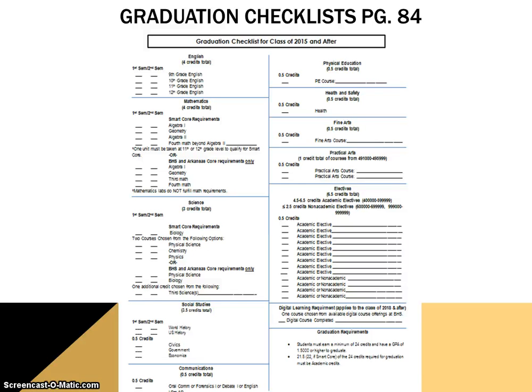The graduation checklist is found in your course guide on page 84, and it looks like this. Through this video today, you will be looking at your transcript and completing this checklist. Notice the differences in mathematics for SMART core or non-SMART core, and in science, again, for SMART core and for regular general BHS requirements.